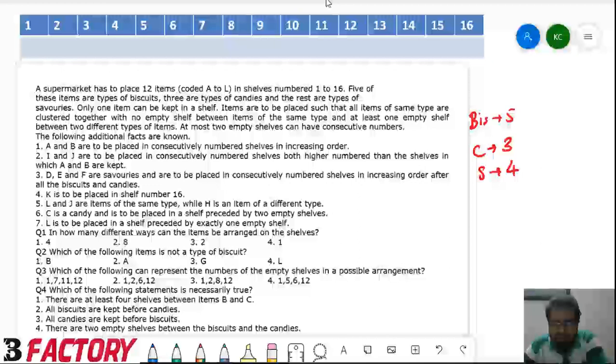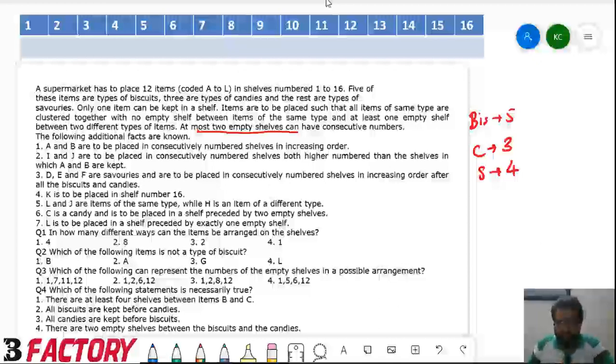At least one empty shelf between two different types of items. So 5 biscuits, then we can have gap, and candies or biscuits can be at the end. Okay, so there will be gap of shelf between two different types of items. At most two empty shelves can have consecutive numbers. At most two. So we cannot have more than 3 empty cells together.